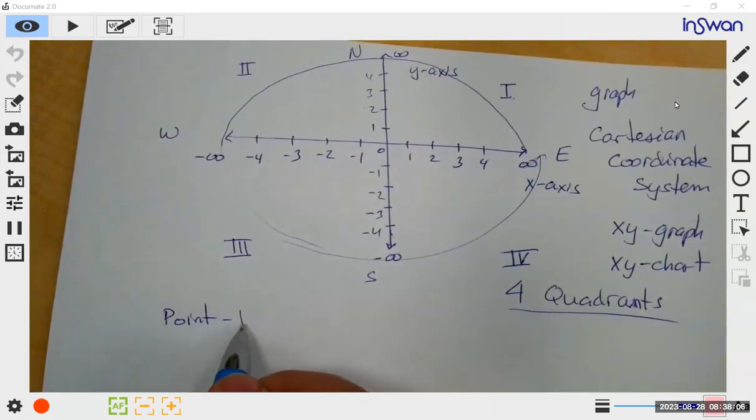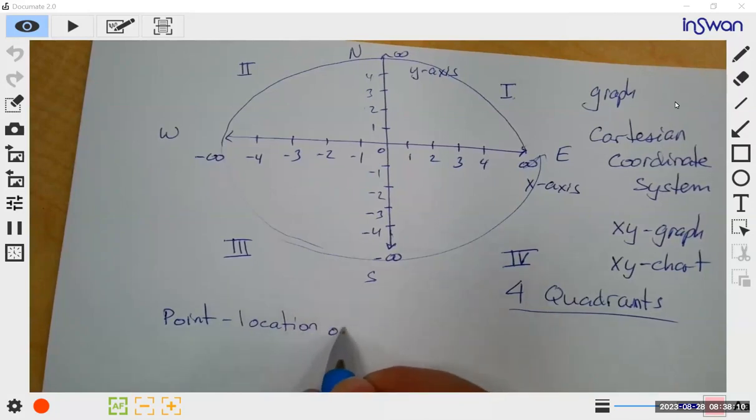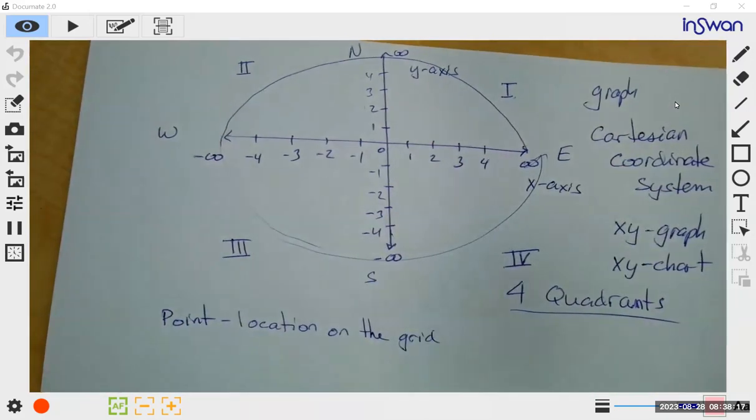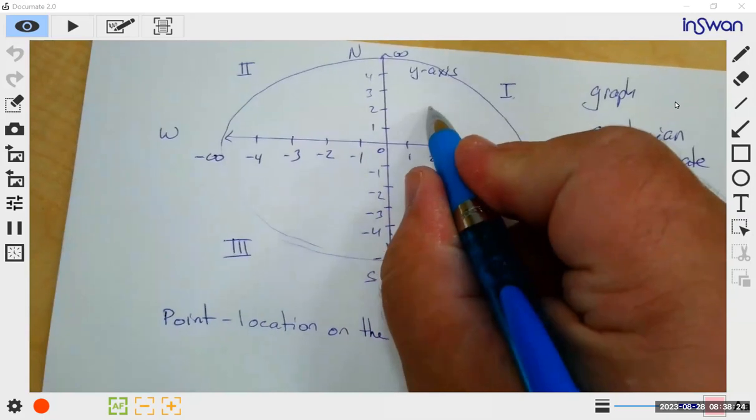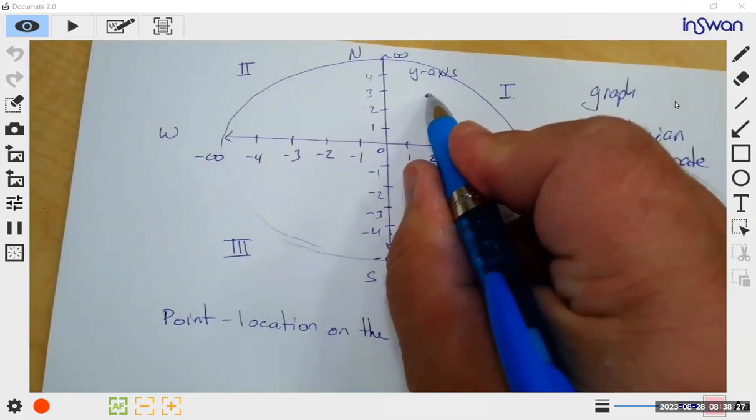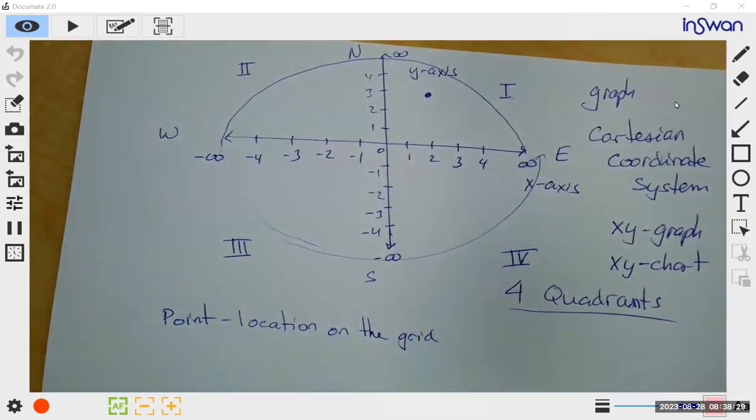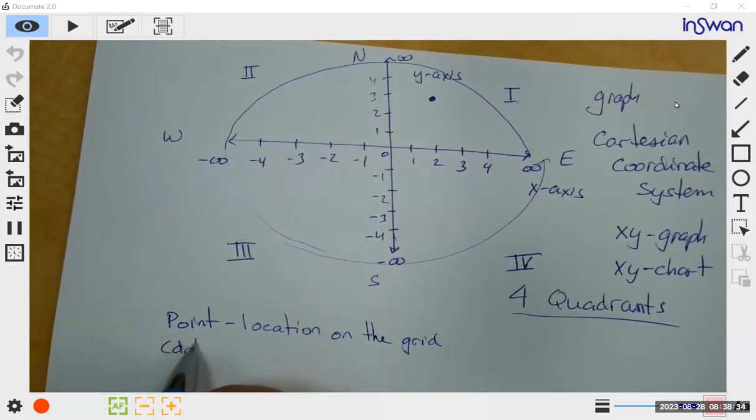A point is a location on the grid, on this chart. I'm calling it a grid. I'm going to put a dot there. I'm going to put a point there. A point is the same thing as a dot. It's the location. So what is the location of that dot?